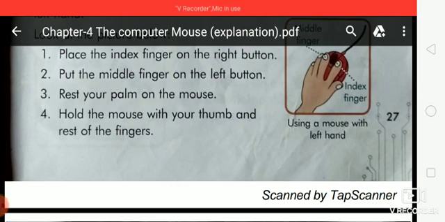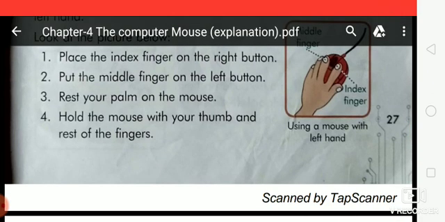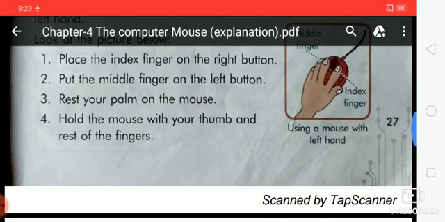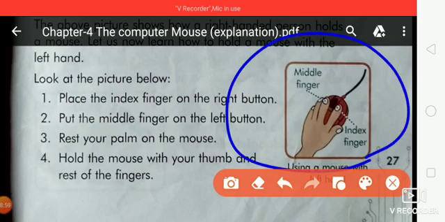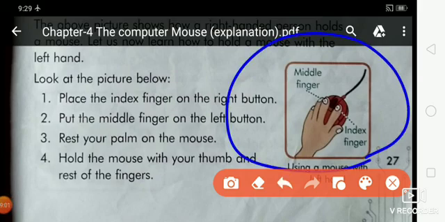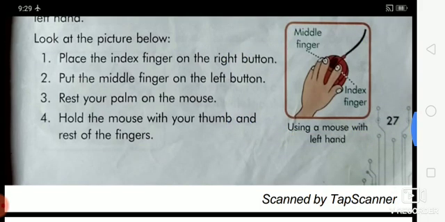You have to keep only two fingers, the index finger and middle finger, on the two buttons of the mouse, and the rest of your palm will be placed on the mouse, and your thumb and the rest of your fingers will hold the mouse, okay, like this. In this way a left-handed person will hold a mouse. Is that clear?